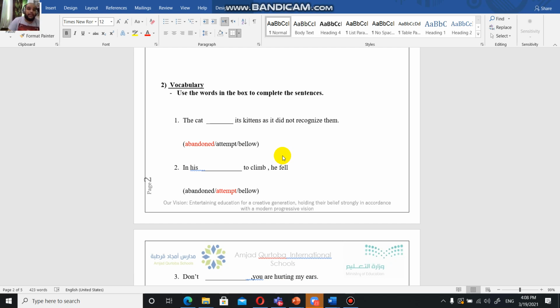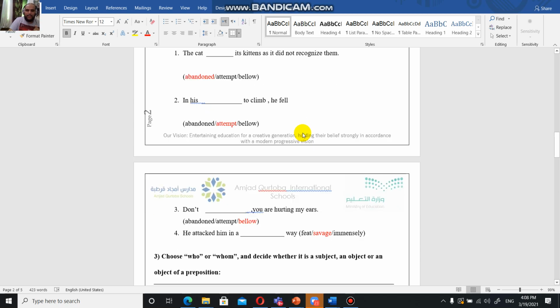Of course, we have explained every word. The cat abandoned its kittens, as it did not recognize them. The cat abandoned or deserted its kittens. You know, for example, if you find a cat with some kittens, do not touch the kittens, because the cat is going to smell the babies, and if it doesn't recognize its babies, it's going to abandon them, it's going to leave them by themselves.